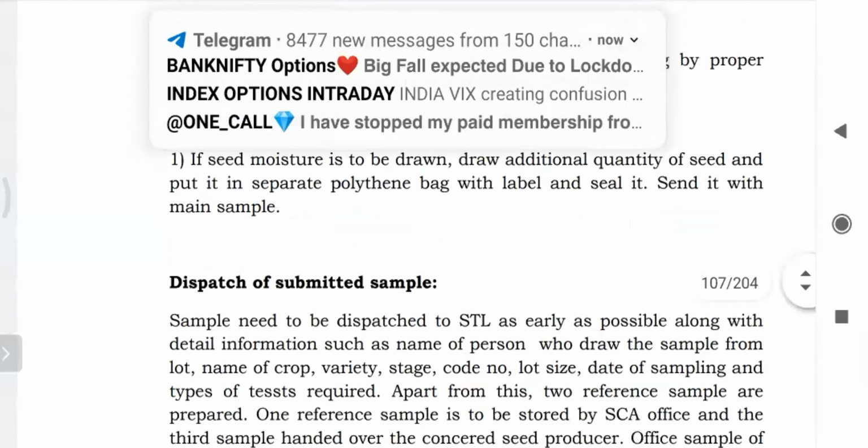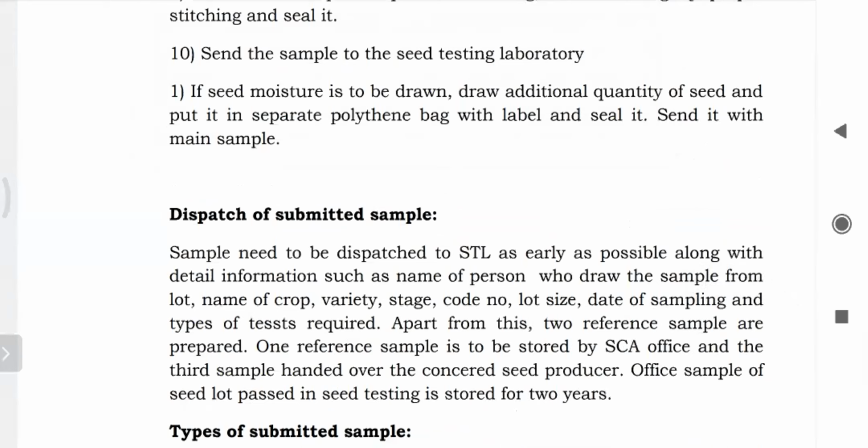Then dispatch of submitted samples. Samples need to be dispatched to the seed testing laboratory as early as possible along with detailed information such as the name of the person who drew the samples from the lot, name of crop, variety, stage of the variety, code number, lot size, date of sampling, and types of tests required.